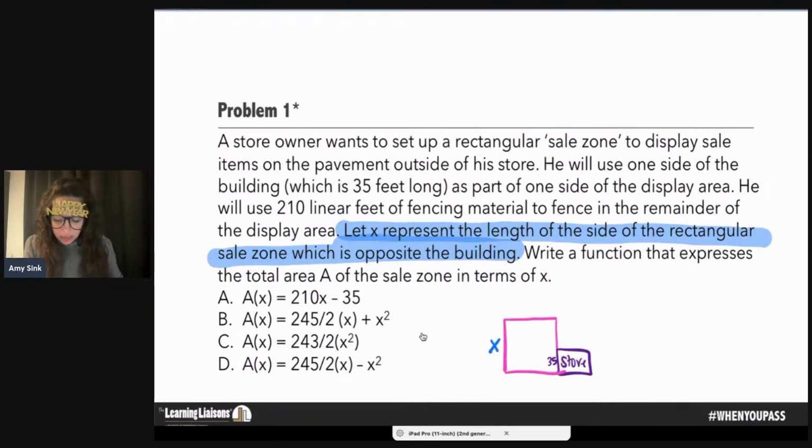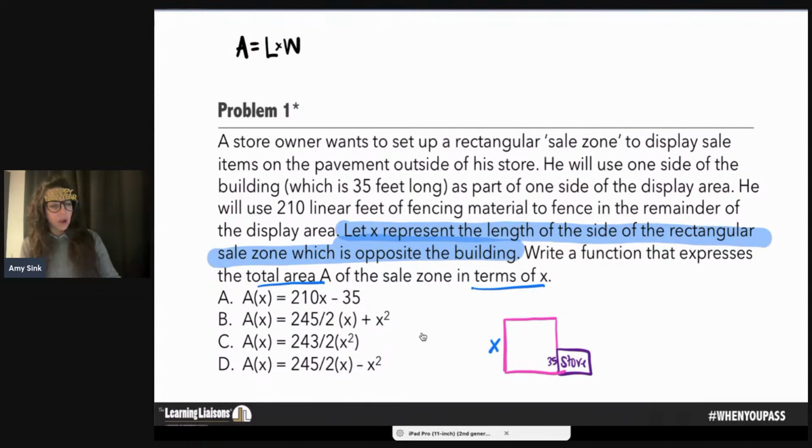Write a function that expresses the total area in terms of X. So we know that we're doing area equals something, right? So I know I'm eventually going to have area equals. Well, we know that the area of a rectangle is length times width, correct? Area equals length times width.